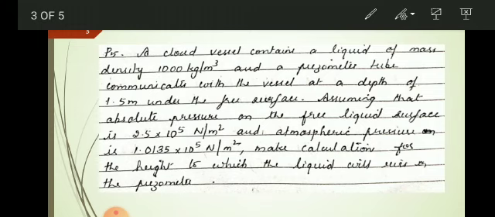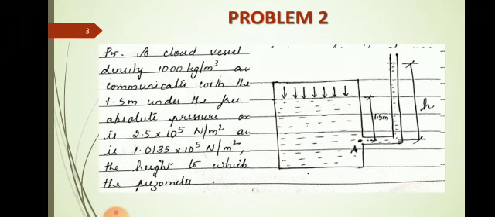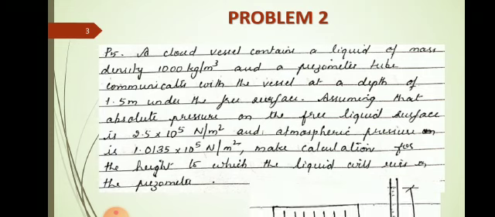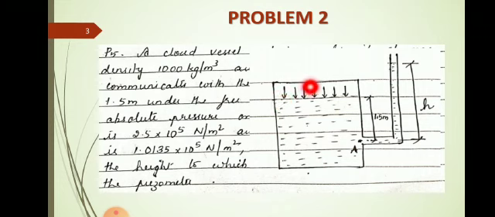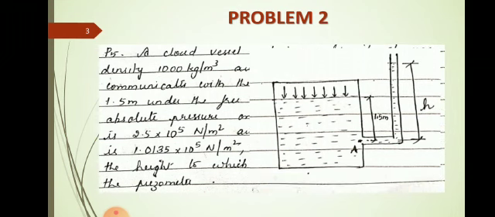So first we'll draw the figure corresponding to the question. See, this is the figure. So what is given? A closed vessel contains liquid of mass density 1000 kg per meter cube. So here you have a closed tank which contains a liquid of mass density. Mass density is nothing but the density itself. So 1000 kg per meter cube, and a piezometer tube communicates with the vessel at a depth of 1.5 meter under the free surface. So here you are connecting a piezometric tube under a depth of 1.5 meter from the free liquid surface. So a piezometric tube is connected here.